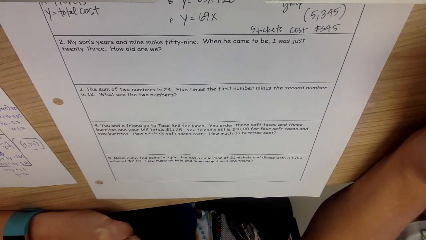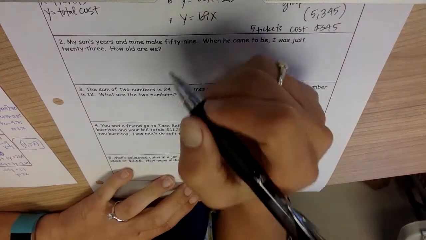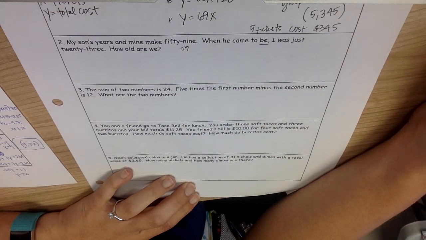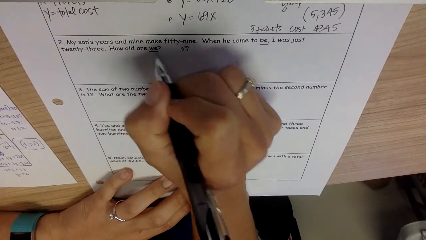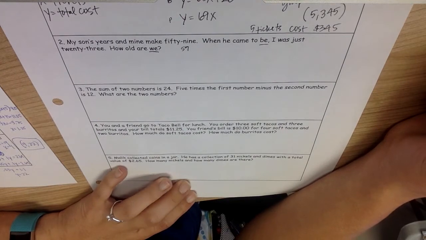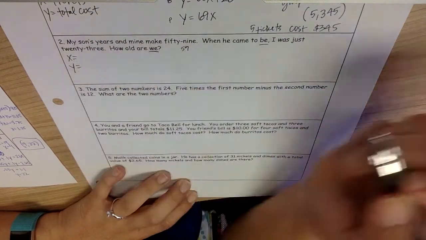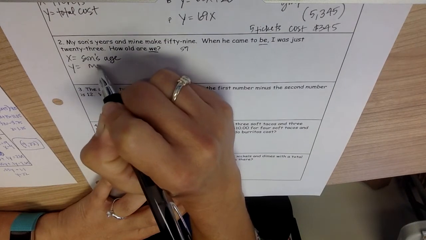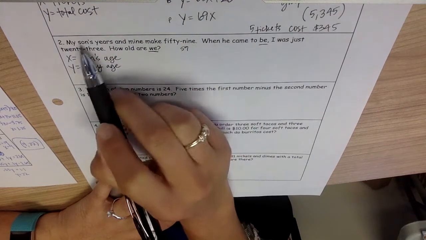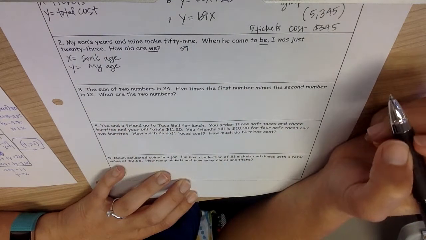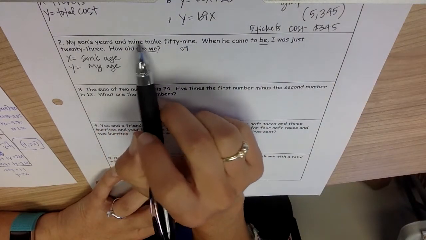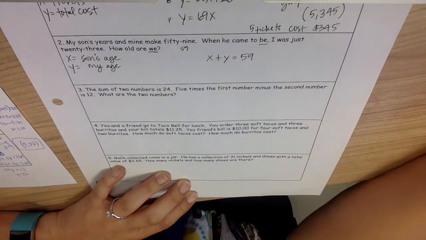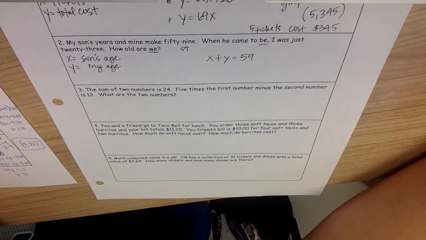My son's years and mine make 59. When he came to be, so that means when he was born, I was just 23. How old are we? It's asking how old are both of them, so we have to define two variables. x is going to be your son's age, and y would be your age. Now the first sentence, my son's years and mine make 59. So my son's years plus my years make 59. If you add our ages together, it's 59.